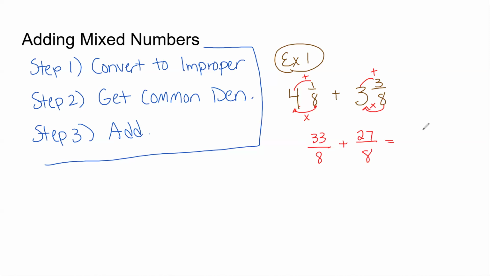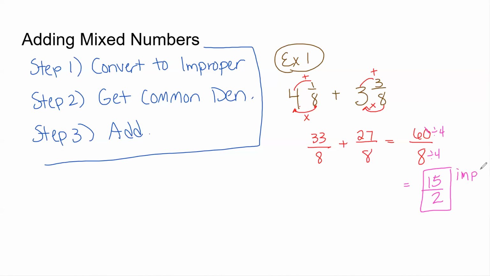They have a common denominator, so we don't need to do step 2. We're going to keep that common denominator of 8 and add across the top. 33 plus 27 is 60. So our answer is 60/8, which is correct, but that can simplify. Both of these can be divided by 4. That gives us a simplified answer of 15/2. Now that would be your answer if you're allowed to leave it improper.